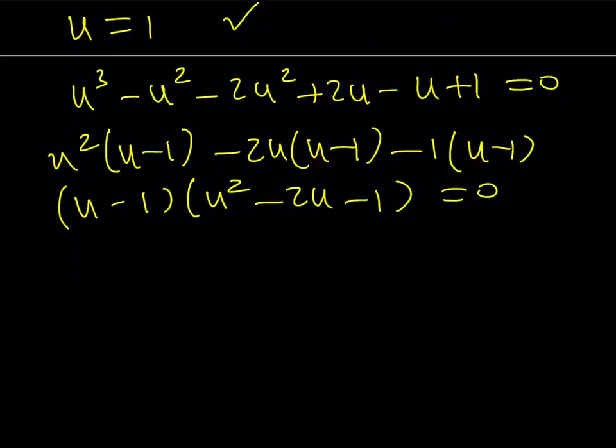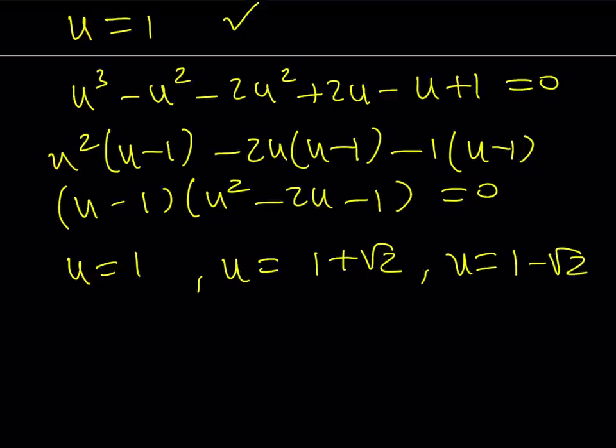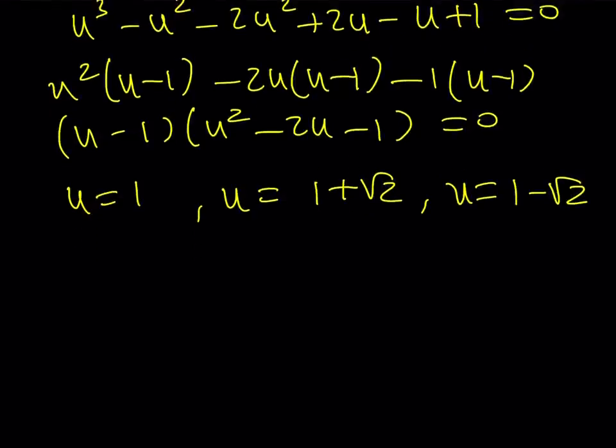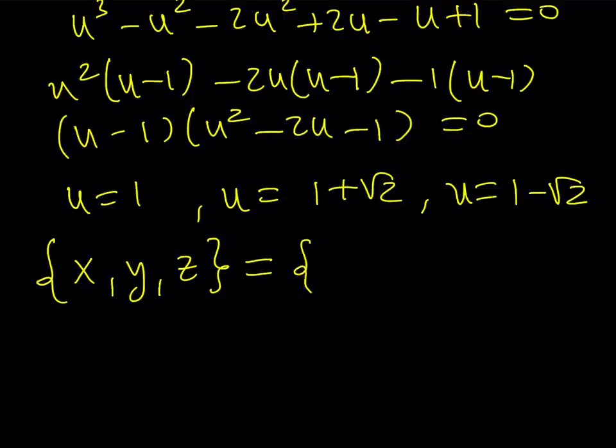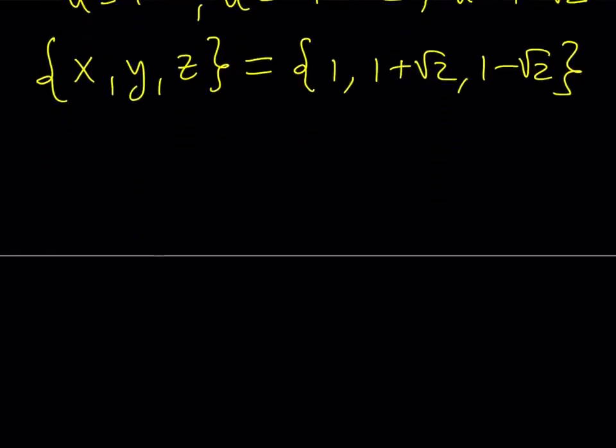And from here, we're going to be getting u equals 1, u equals 1 plus root 2, and u equals 1 minus root 2. Basically, those are going to be the x, y, z values. And you can basically say that by writing it as a set, you can kind of avoid writing all these ordered triples. So the x, y, z values are going to be the following values. And that's going to give us the solutions, all the real solutions.